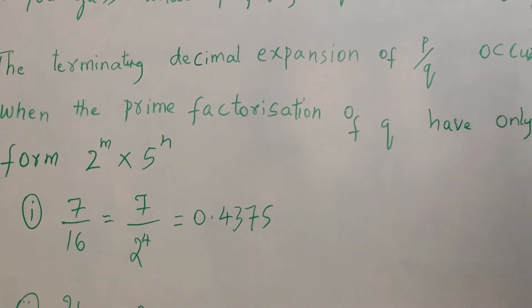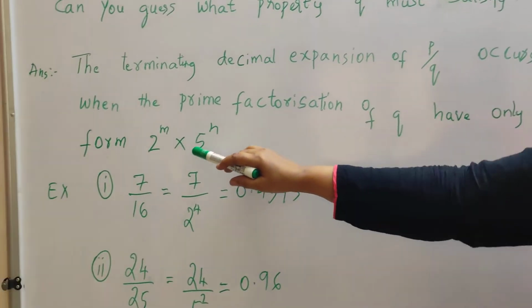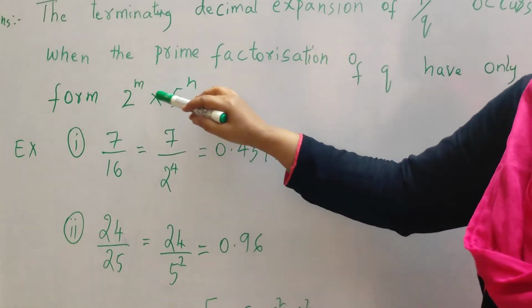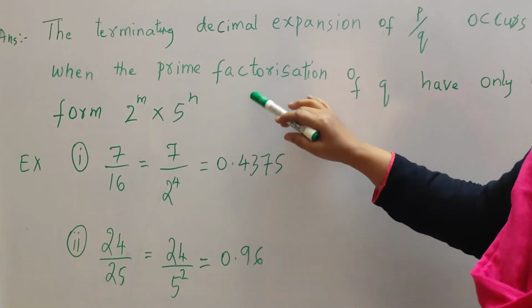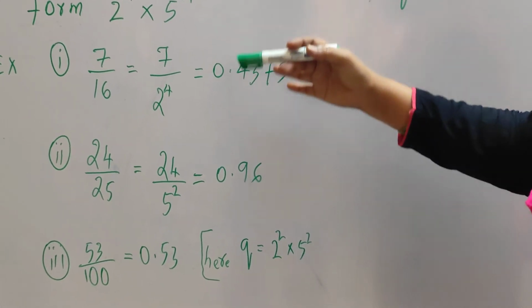Terminating decimal expansion of p by q occurs only when the prime factorization of q has only the form 2 power m into 5 power n. That is, multiples of 2 and 5 you should have. Then only you can say that the fraction is a terminating decimal. So I am giving you 3 examples here.